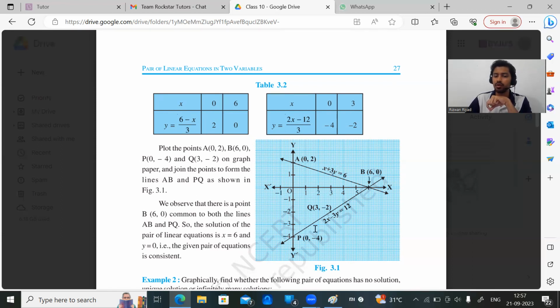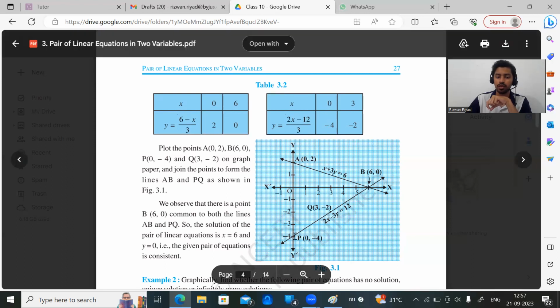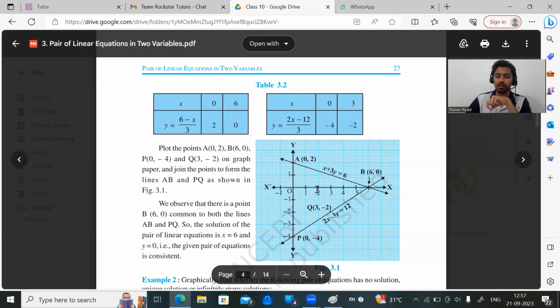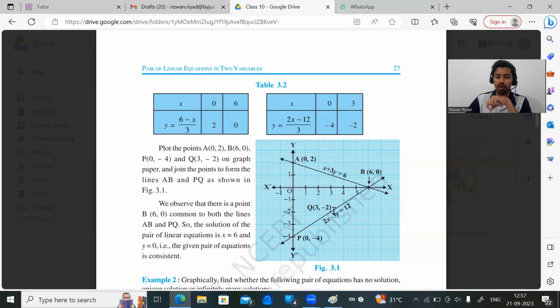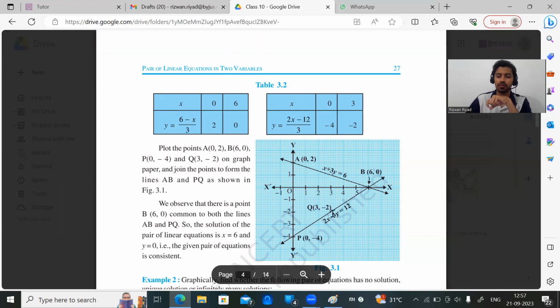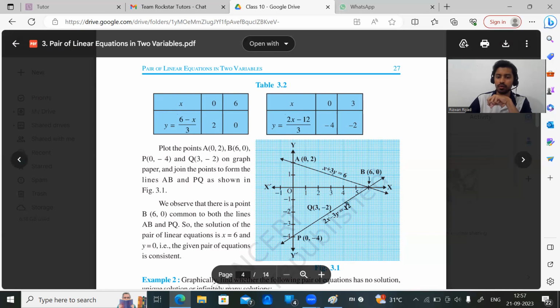Similarly, you can draw the graph of the second equation as well. For that, plot these points. (0, -4): x is 0, y is -4. Name it P. The second point is (3, -2): x is 3, y is -2. Name it Q. Now draw a straight line joining these 2 points. That is the graph of the second equation, 2x minus 3y equal to 12.